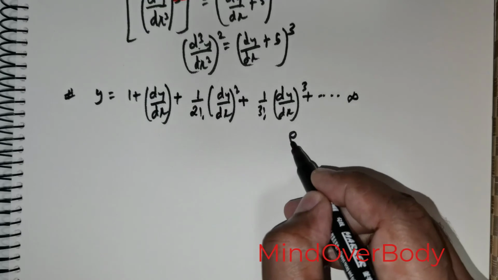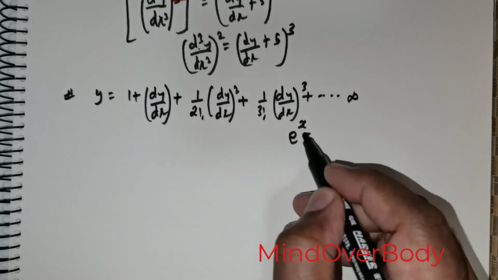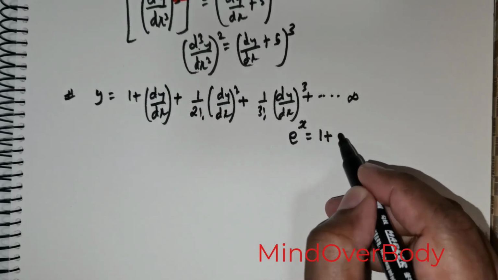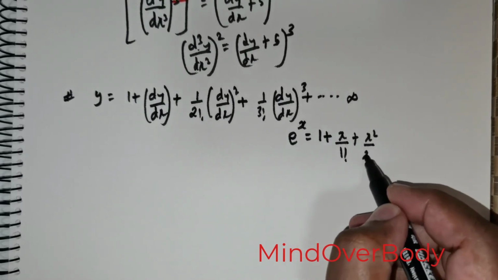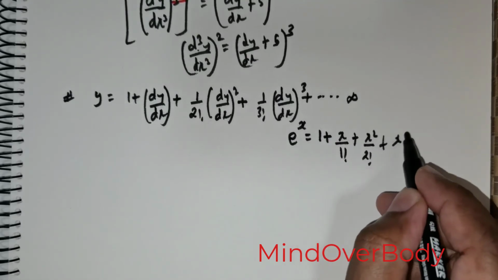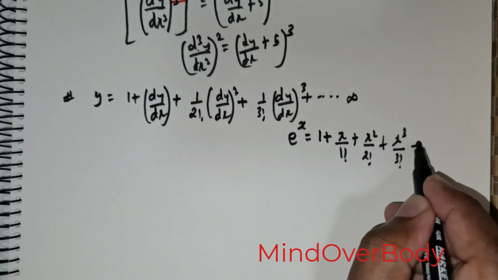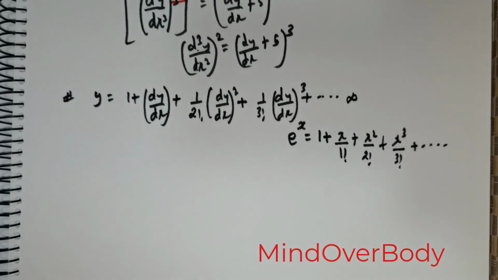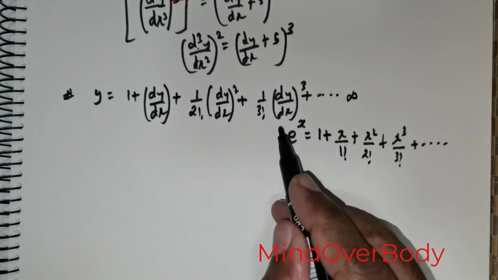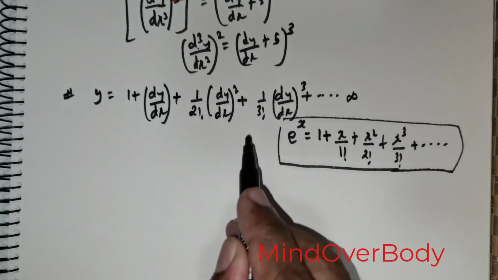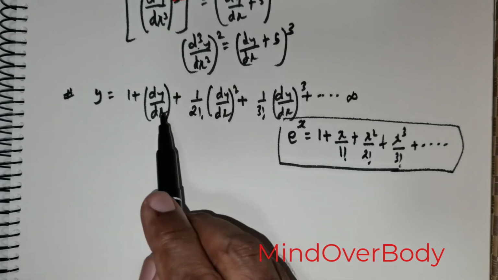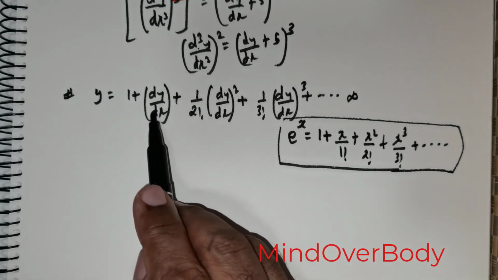Now this has a lot of correspondence with our e raised to the power of x series, which is nothing but 1 plus x over 1 factorial plus x squared over 2 factorial plus x raised to the power of 3 over 3 factorial plus etc. It goes up to infinity. So this is a very important series, and we will try to use this series to solve this question.